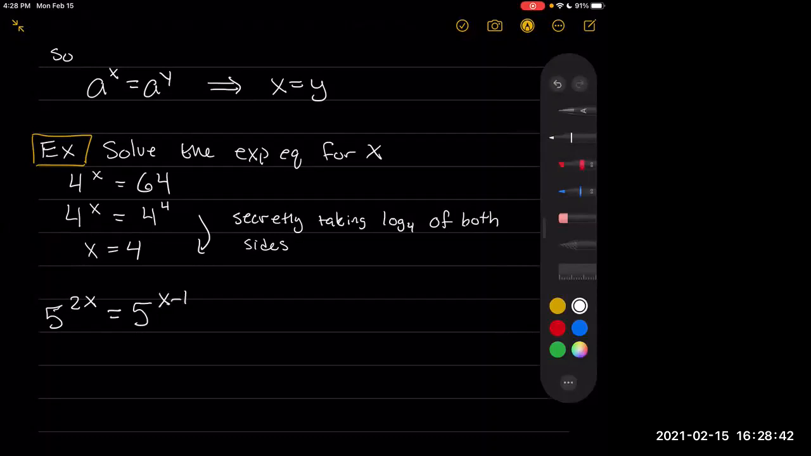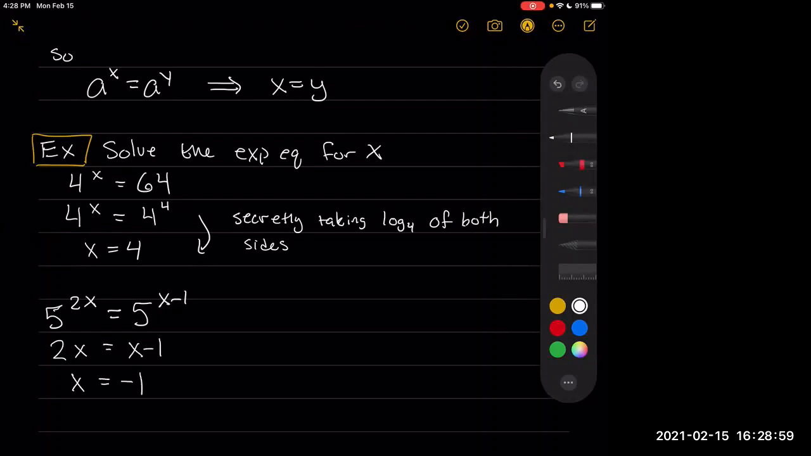And then we can also look at 5 to the 2x equals 5 to the x minus 1. And then again, we're secretly going to take log base 5 of both sides, and we end up with 2x equals x minus 1. So x equals minus 1.